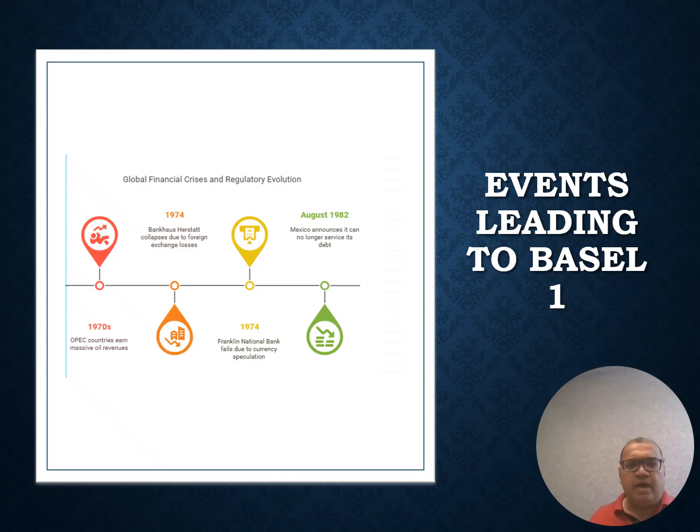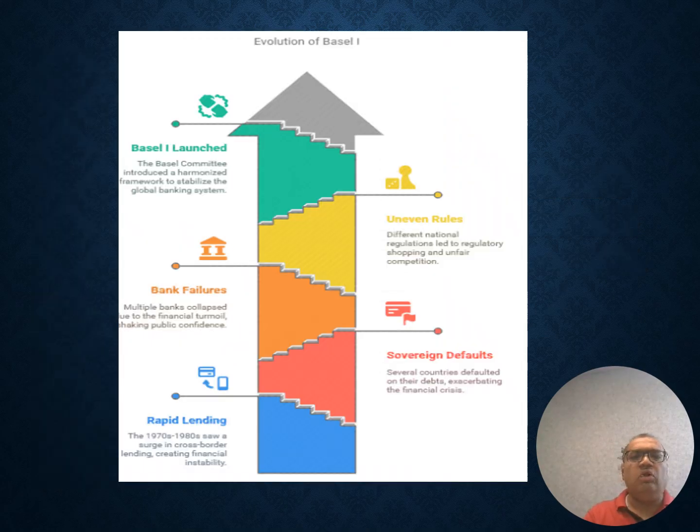This was followed by another bank in America, Franklin National Bank. It was among the 20 largest banks, and it collapsed because of currency speculation. Then in 1982, sovereign defaults took place. Mexico, Argentina, Brazil, they all defaulted on their sovereign payments. Because of the defaulting of banks and sovereigns, there were ripple effects all over the world. So the need was felt that we should have some form of uniform standard, whereby we should all get together and ensure that this does not happen again.